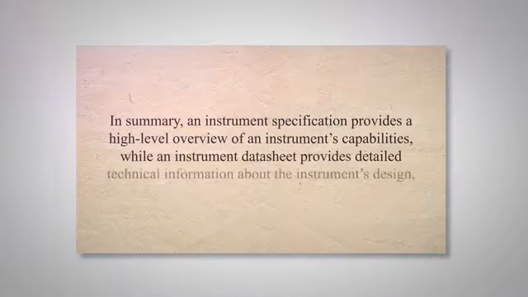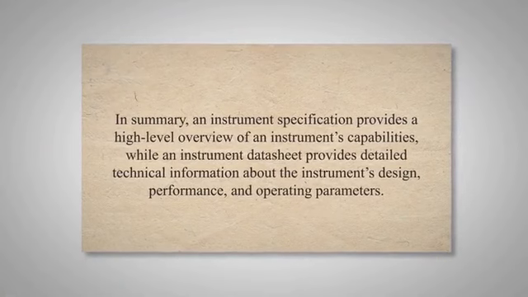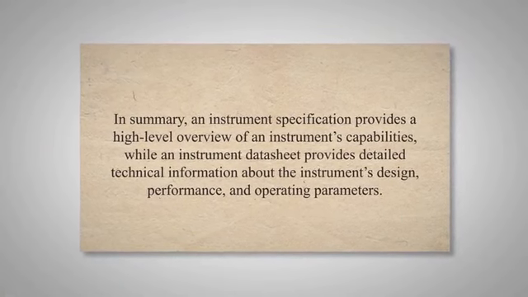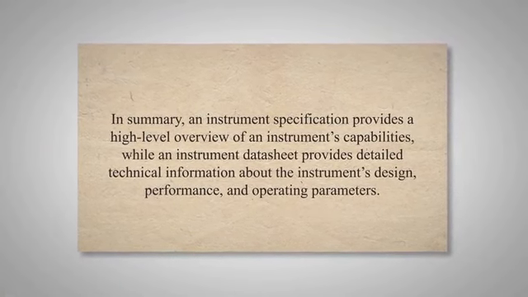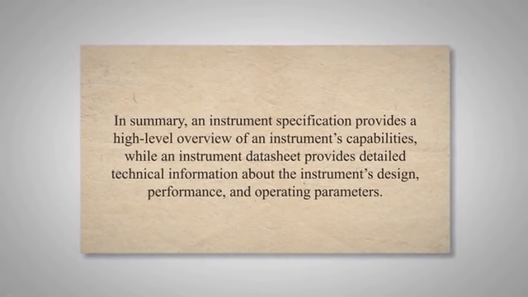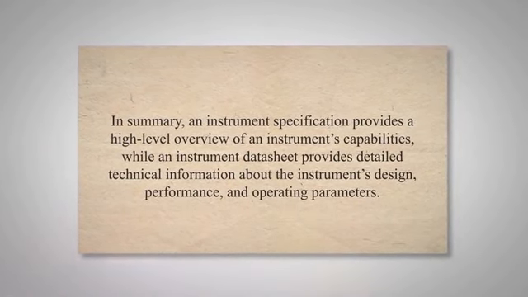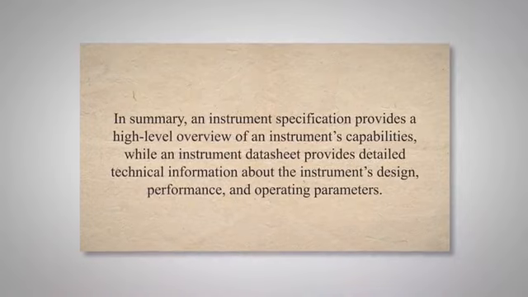In summary, an instrument specification provides a high-level overview of an instrument's capabilities, while an instrument datasheet provides detailed technical information about the instrument's design, performance, and operating parameters.